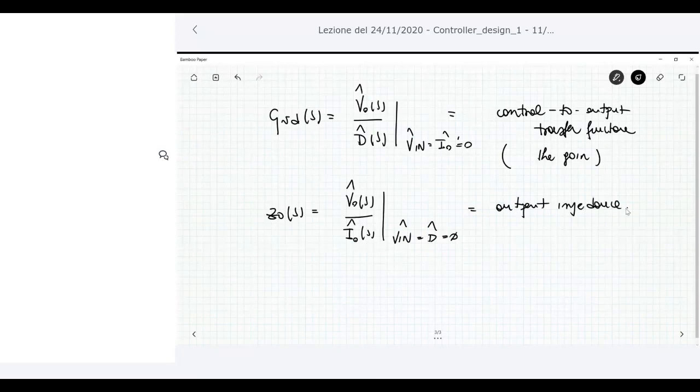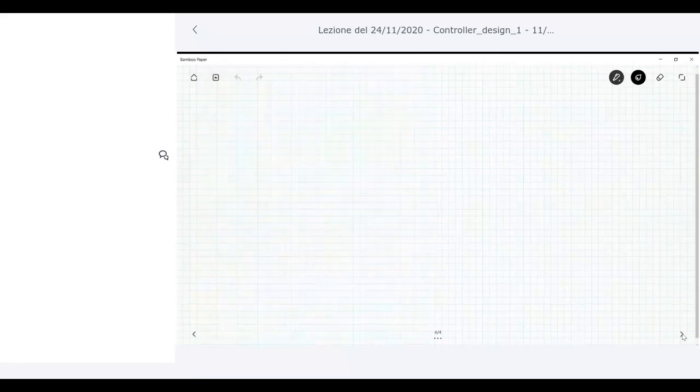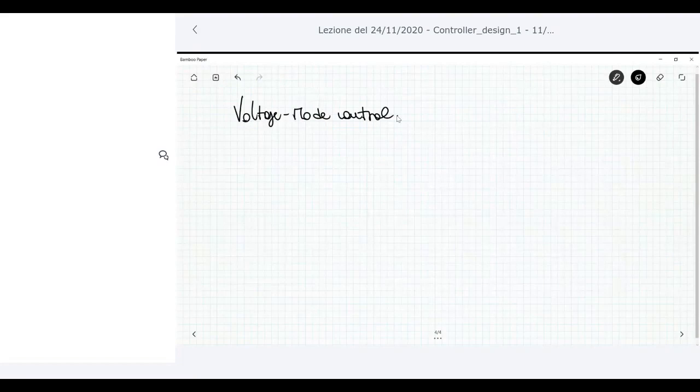Okay, so we can describe in this way the behavior of the variation of our circuit. So let's start this discussion by looking at the voltage mode control. Then we move to the current mode controllers, after we finish with the voltage mode. So let's start with the voltage mode.